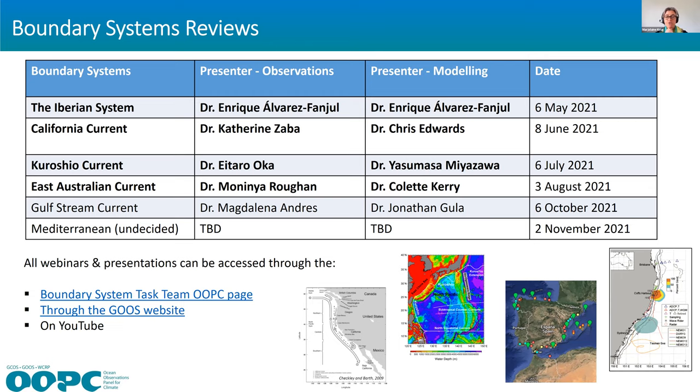We're trying to cover different systems in their dynamics and in the regions, so that by the end we have quite a comprehensive view of different systems, and we can provide recommendations that can apply to many other systems in the world. So far we've done the Iberian system, the California Current, the Kuroshio Current, the East Australian Current, and next month we will do the Gulf Stream. This will be followed the month after by a review of the Mediterranean system. We haven't quite decided exactly on that one yet.